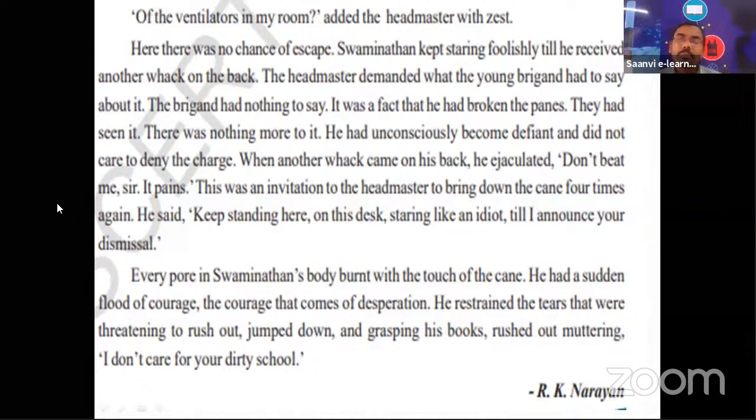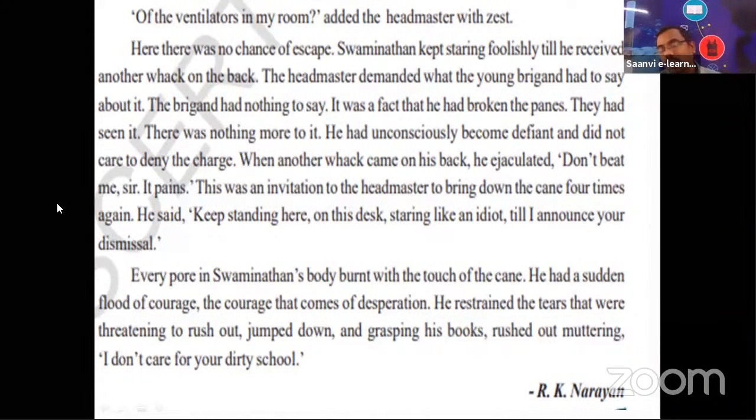So that headmaster punished Swaminathan maybe 10 or 15 times. That's why he got very angry. He jumped down from the desk. He took his books angrily and rushed out muttering. He went outside of the class saying that I don't care for your dirty school. I don't want to study here.